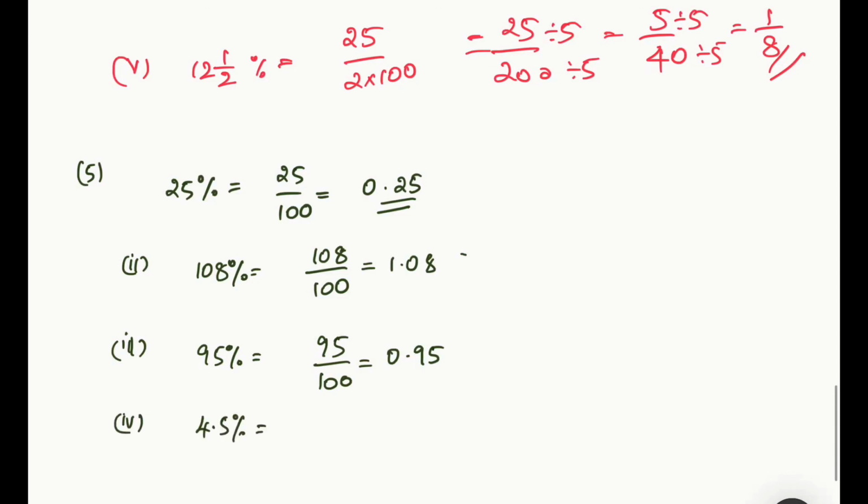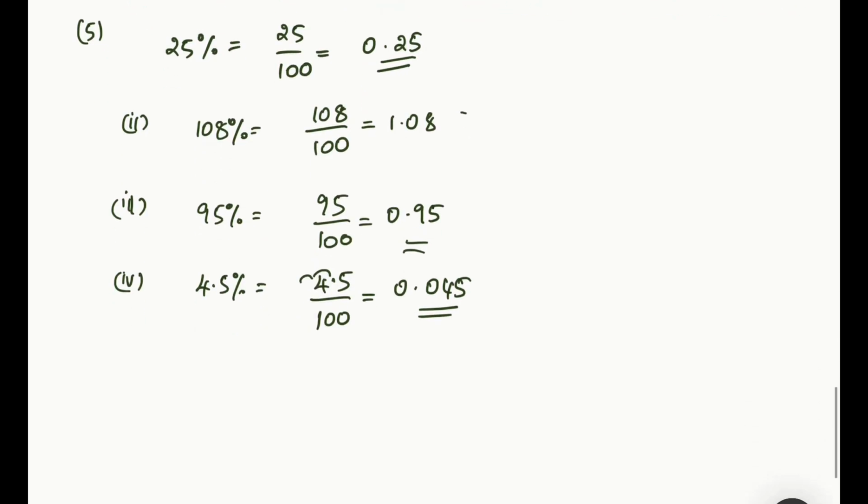Fourth one, 4.5 percentage. That is equal to 4.5 divided by 100. Again shift 2 places. 1, 2. So 1 place is not there. We will put a 0. 0.045 as the decimal. Okay. The last question in this main is 29.2 percentage. That is 29.2 by 100. That is equal to 0.292.